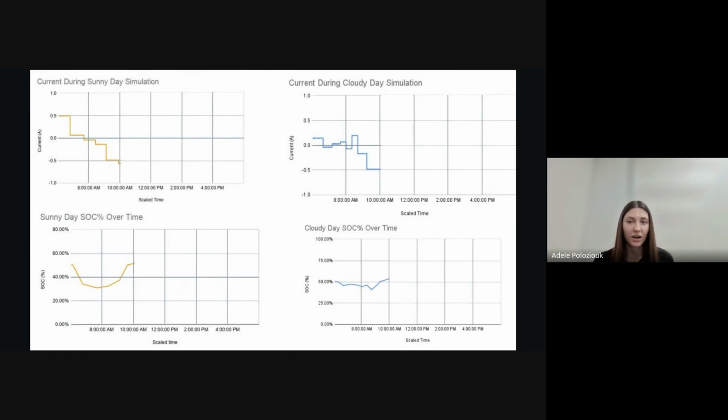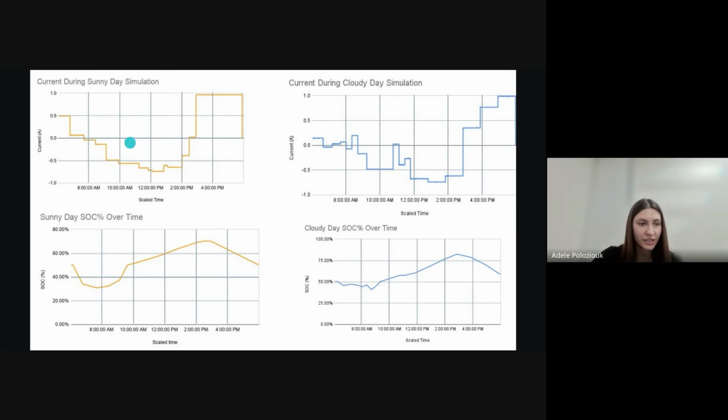Here we can see how the current corresponds with the list function and how it affects the state of charge. We can see the increase in state of charge corresponds with the current when it becomes negative here. And that means the battery is now sinking. The same can be said for the state of charge line as it's decreasing in slope, and since the current is positive, it means the battery is now sourcing.